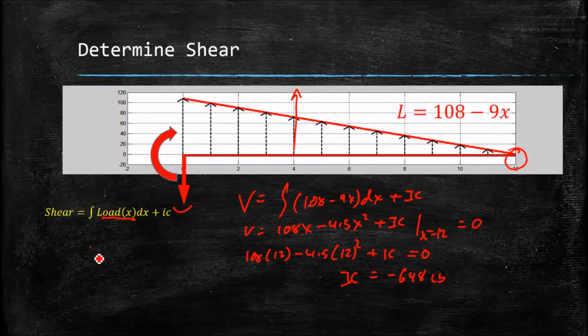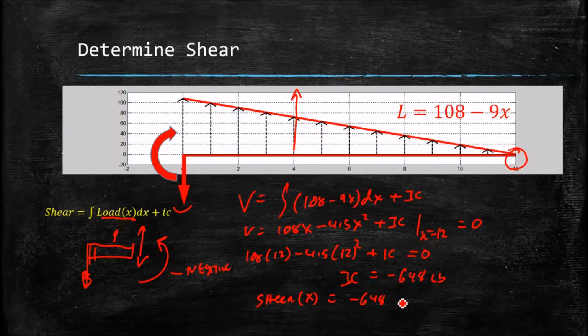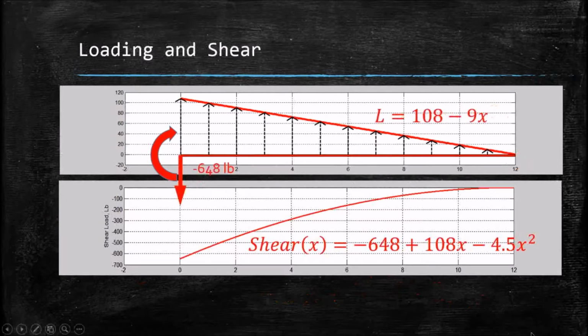When we look at the internal loads, if we have a section of the beam here, we have the downward force at the left, there's some upward force at the right side, and some force due to the lift. And this is our shear, V, right? This results in a counterclockwise rotation here, so our shear force is negative at the root, okay? And then gets less negative as we go out. That gives us our final equation for the shear as a function of x equals minus 648 to give us that negative number right at the root, plus 108x minus 4.5x squared.